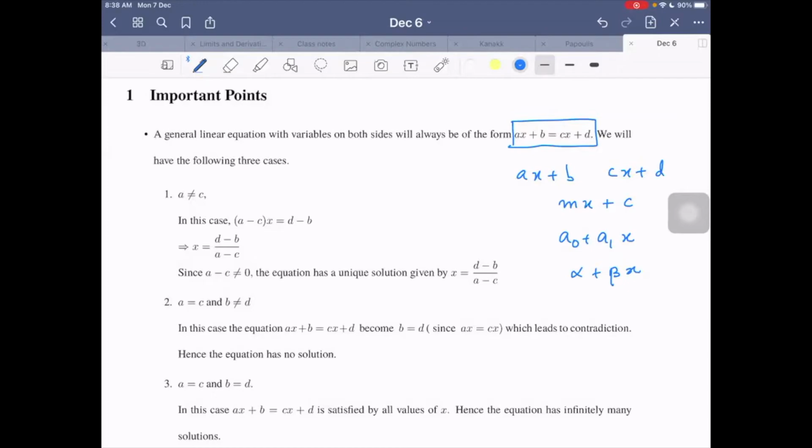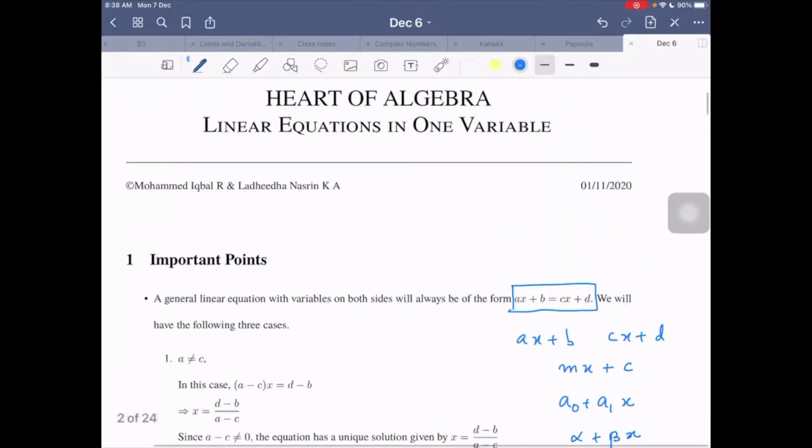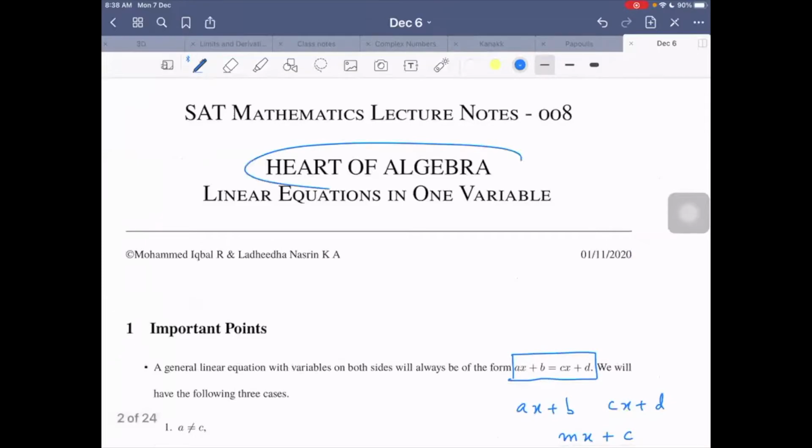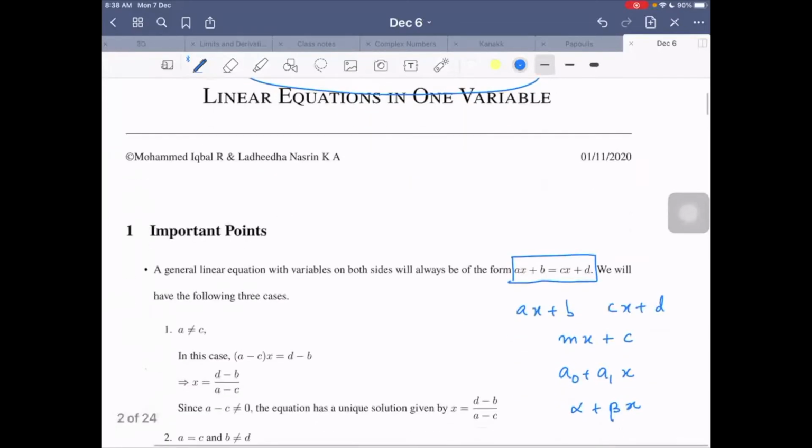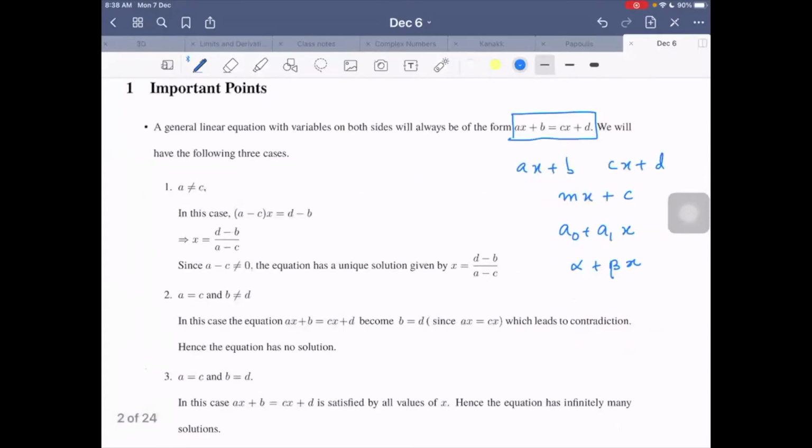In the next section of this part of linear algebra, we will go to linear functions. Have you heard of linear functions? You've heard of functions, right? Tell me, from school, you've heard of linear functions?